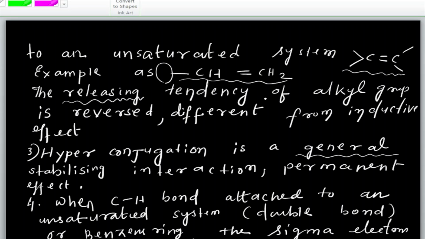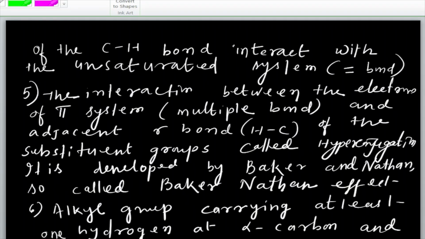You know the benzene ring has alternating single and double bonds present. If the C-H bond is attached to an unsaturated system, a double bond, then the C-H bond interacts with the unsaturated system. That means if a C-H bond is attached to a double bond, it will interact with the C=C double bond. The interaction is between the electrons of the pi system. A double bond is a multiple bond, where one is a sigma bond and the other one is a pi bond.